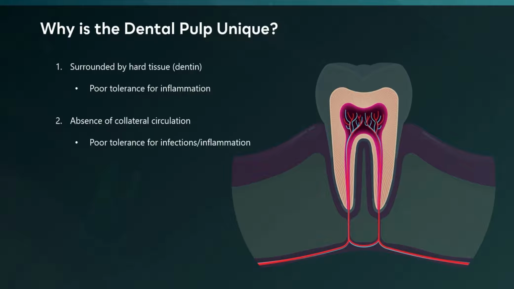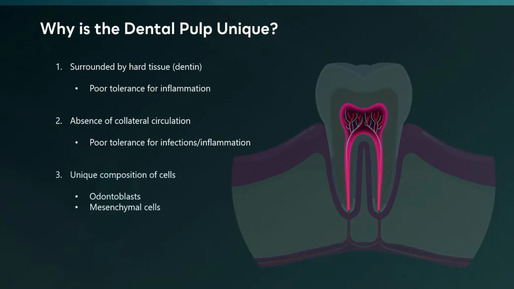Because remember guys, increased blood circulation doesn't just mean more available nutrients, but also more available white blood cells that are crucial for fighting infections and inflammation.